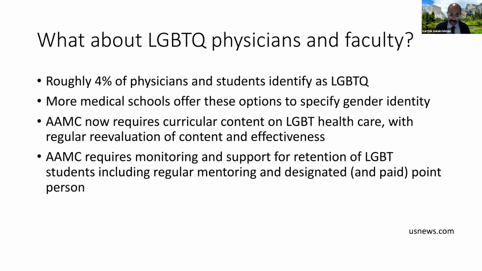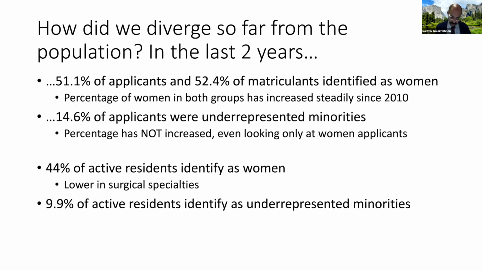Interestingly, the AAMC now requires curricular content on LGBT healthcare in medical school curricula, as well as identification and compensation for an individual to act as a point person or resource for students who identify as LGBT. So there's some increasing awareness going on. But really, to zoom back again, how did healthcare and academic biomedical research diverge so far from the general population?